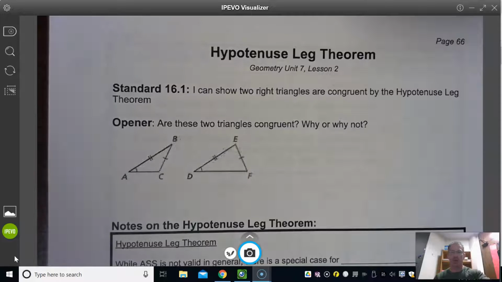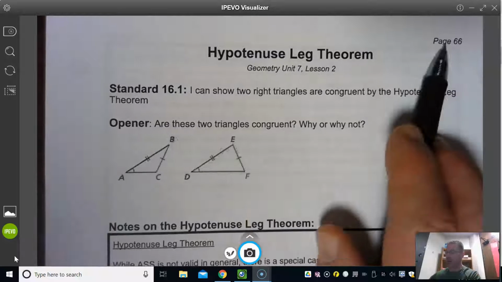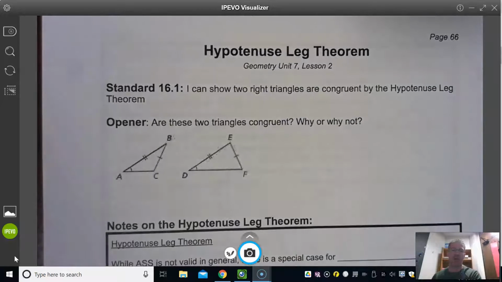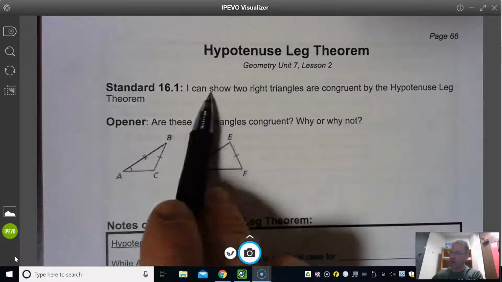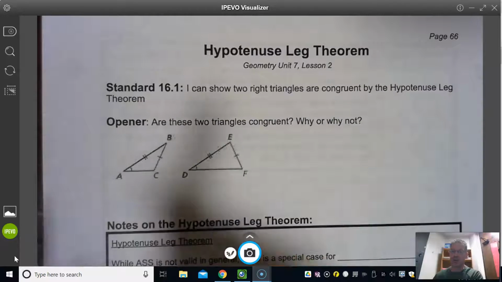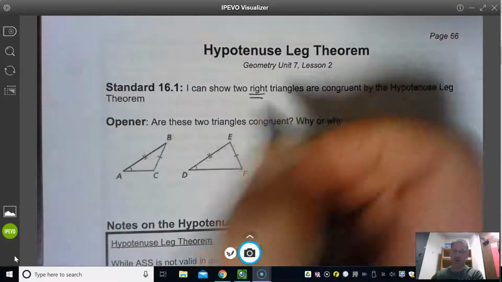All right, so we're going to move on to our second lesson here in Unit 7, Lesson 2. We're on page 66, and we're going to talk about something called the hypotenuse leg theorem. What you're going to see is that this is a special way of showing two triangles are congruent, but it's going to be two right triangles.